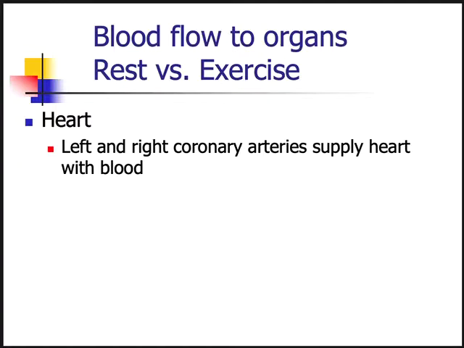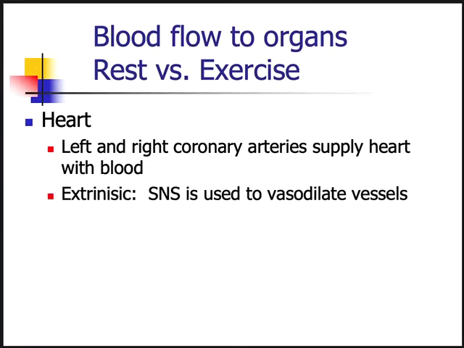You have the left and the right coronary arteries that supply blood to the heart itself, the tissue, to keep it alive. So extrinsic control would be the sympathetic nervous system, which can stimulate vessels to dilate, open up. So you are suddenly faced with an emergency, a stressor, right? You need to fight or flee. And so that's going to be a big stimulation from the sympathetic nervous system, which is going to vasodilate those vessels and make sure you're ready for action.